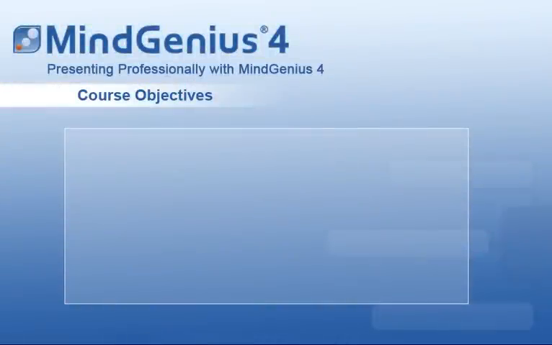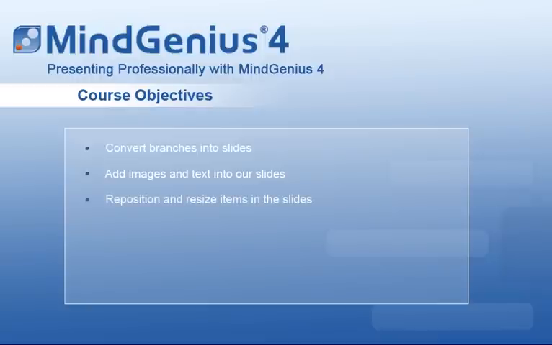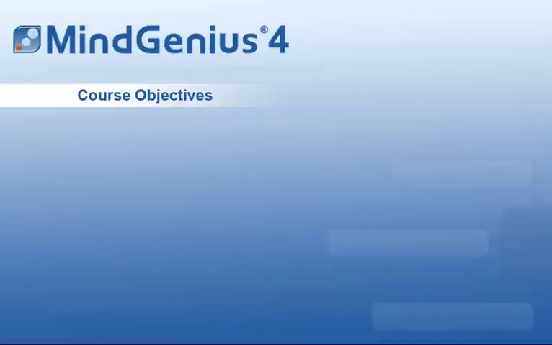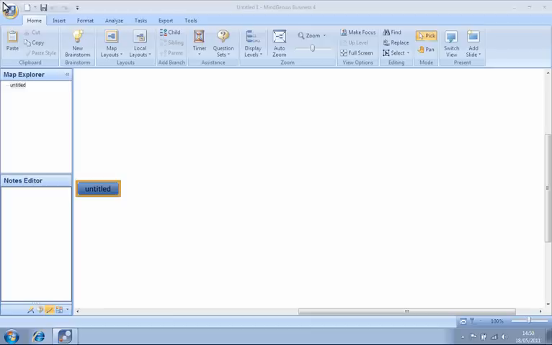MindGenius has always been an invaluable tool for recording, sorting, and analyzing ideas and information. In this course, we will show you how to present information from your maps using MindGenius version 4's new presentation mode. During this session, we will cover how to convert branches into slides, add images and text to our slides, reposition and resize items in the slides, add backgrounds and transitions, and how you can present and edit your slideshow at the same time. We'll start by opening a typical MindGenius map.